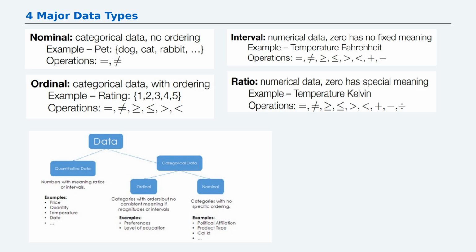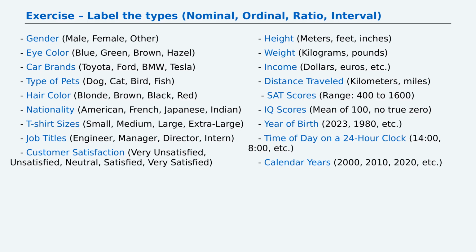From numerical data, ratio data must make sense if you divide 2 data points. Say, for example, 20,000 divided by 1,000 gives 2, a ratio that makes sense. On the other hand, 20,000 divided by -1,000 gives -2, which does not make much sense, therefore likely interval data. Now pause the video and do this as an exercise. Label each of these as one or more of the 4 categories.